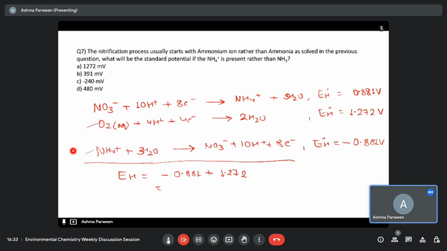So let's solve this and find out what value we are getting. So we are getting 0.391 volt. So options are in millivolts, so it will be 391. So B is the correct option here. So let's move to the next question.